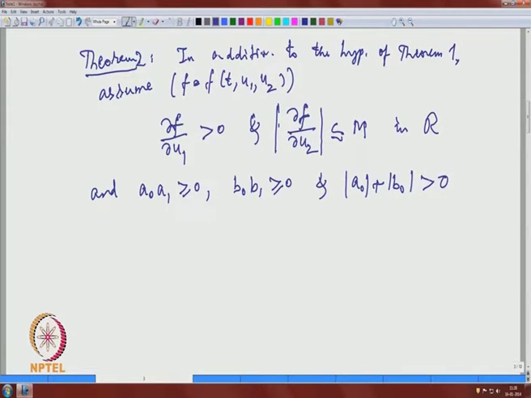Okay. So, we have already assumed that A0 and A1 do not vanish simultaneously and B0 and B1 do not vanish simultaneously. Those are standing hypotheses on the boundary conditions, and in addition to that, now we are assuming that A0 and A1 both have the same sign, B0 and B1 have the same sign, and A0 and B0 do not vanish simultaneously. Then the BVP has a unique solution.